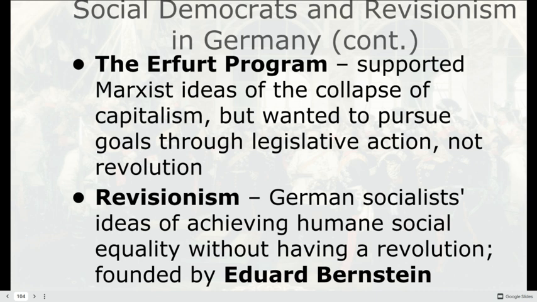Some socialists wanted to get rid of capitalism through elections, particularly those engaged in what was called the Erfurt program, which is spelled E-R-F-U-R-T. And the Erfurt program didn't like the idea of using violence or revolutions. They just wanted to use legislation to get rid of capitalism. And often these attempts at trying to end capitalism without violence were known as revisionism.